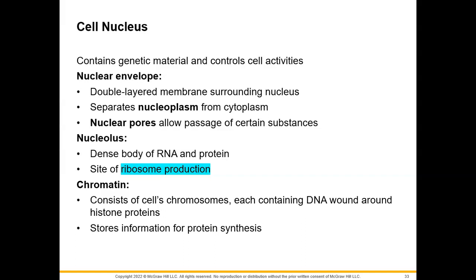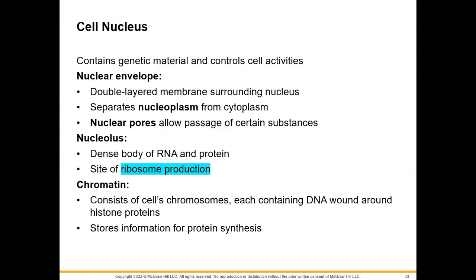The nucleus contains genetic material and controls cell activities. The nuclear envelope is a double-layered membrane surrounding the nucleus. It separates nucleoplasm from cytoplasm, and nuclear pores allow passage of certain substances.